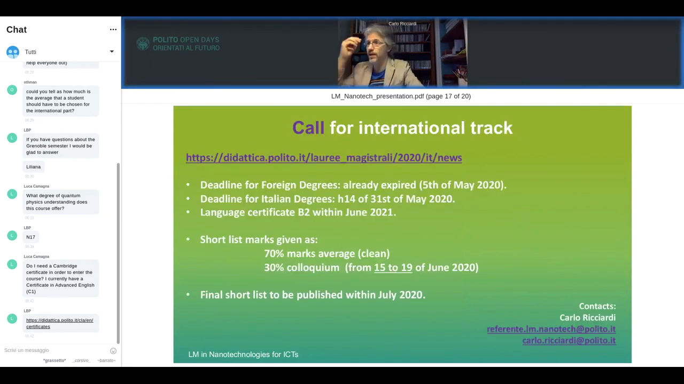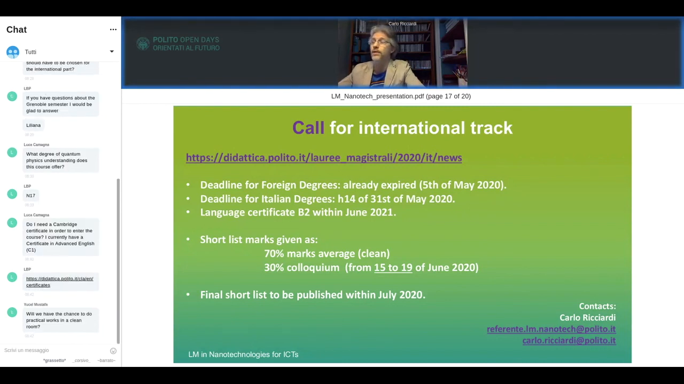As I was saying, the call for the international track is ending. It has already expired for foreign, not Italian, degrees. So if you have a degree that is not coming from Italy, you should have applied within the 5th of May.